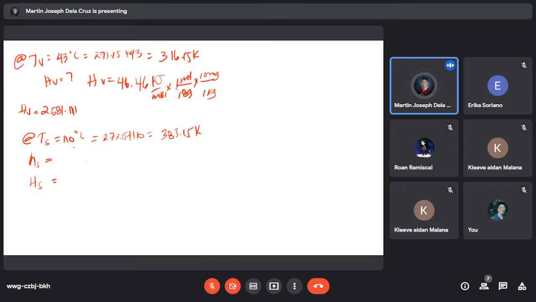So it should be around 8.48. Okay, 48.48 is the big letter H. How about your small letter H? So we have the kilojoule per mole. So times 1,000 over 18 again to get kilojoule per kilogram. So this is, I think, around 2693.